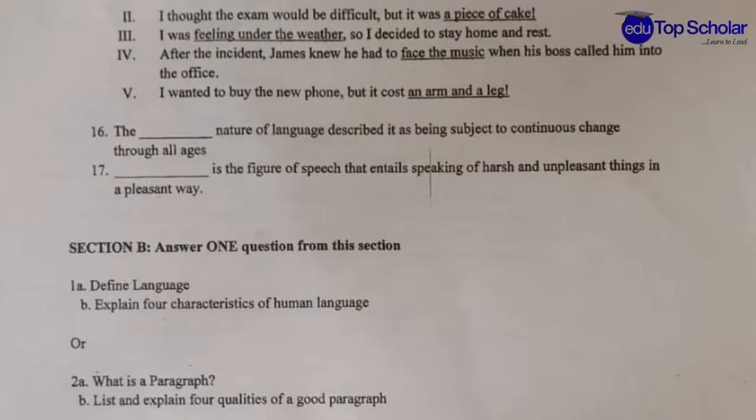Language is a system of sounds and symbols used for communication in human community. That is language. Then question number 1B. Explain 4 characteristics of human language.